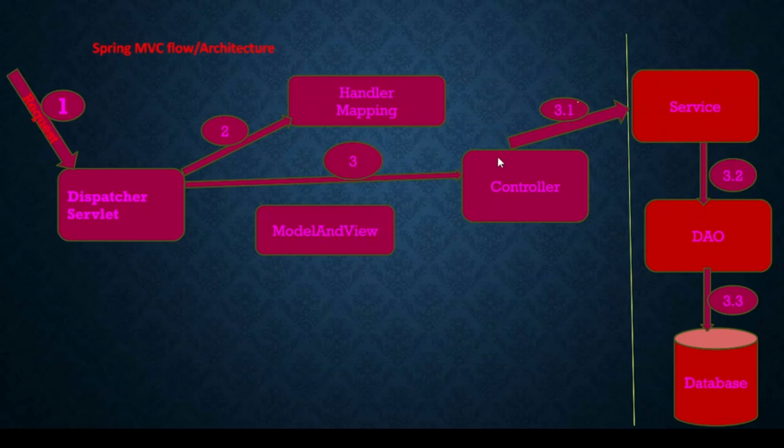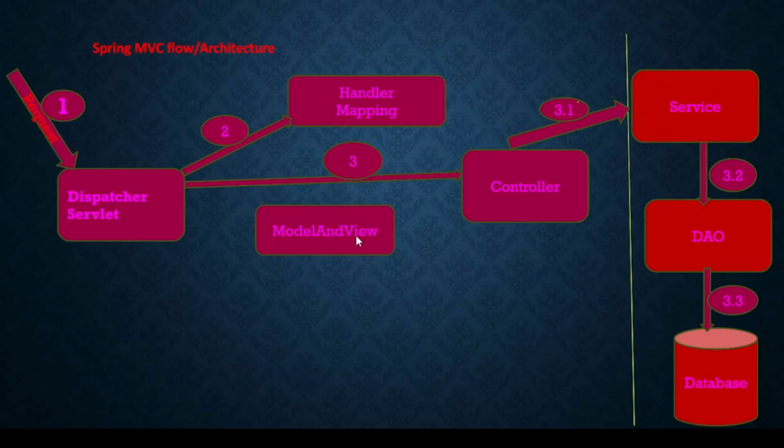After processing the business logic, the controller will send back a response as model and view. Model means some data. Since the user has requested a particular resource, the user will get some data as part of the response, so the controller sends the model and view. View means the view in which the data should be shown to the user.